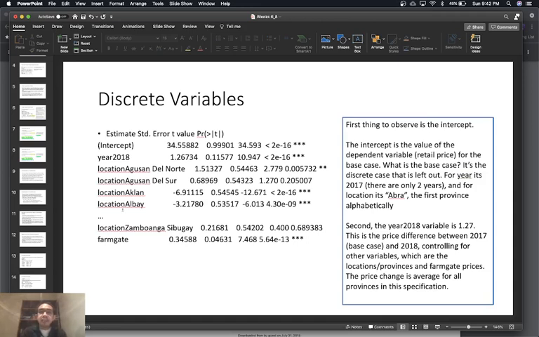Second, the year 2018 variable is 1.27. So this is the price difference between 2017, the base case, and 2018. Controlling for the other variables, which are locations and farm gate prices. So the price change is the average of all provinces in the specification. And controlling for the average farm gate.